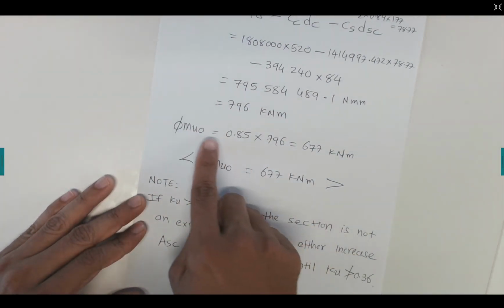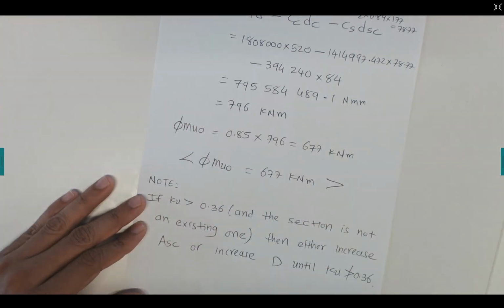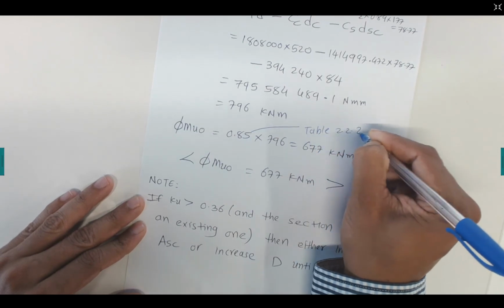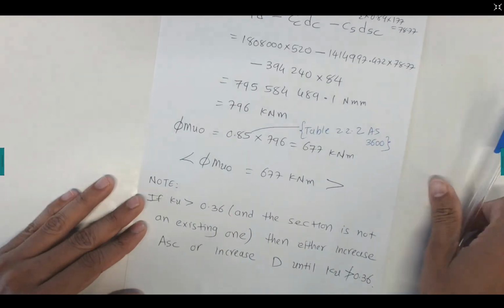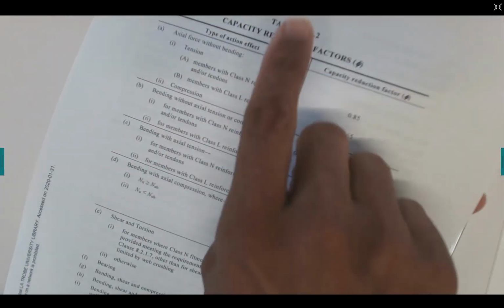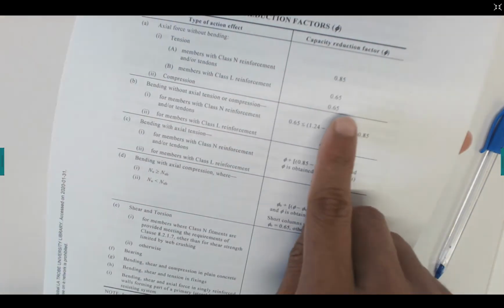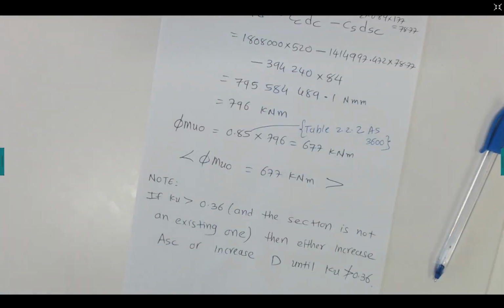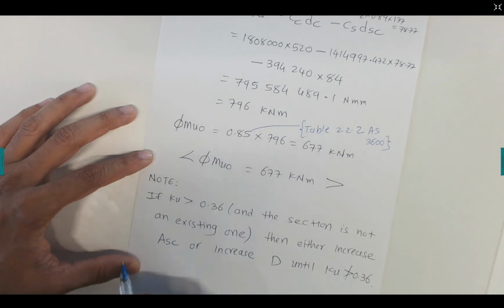So we need to multiply by the capacity factor 0.85, and this capacity factor is given in table 2.2.2 of AS 3600. On page number 36, in table 2.2.2, for bending we have this 0.85, so that gives us 677 kilonewton meters.